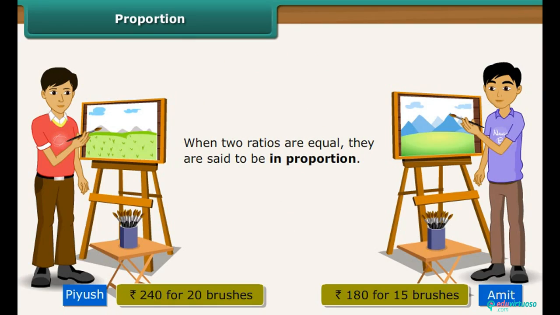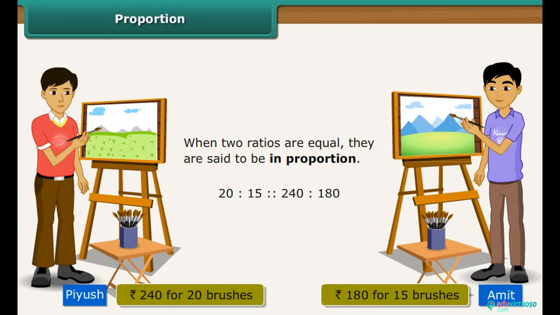When two ratios are equal, they are said to be in proportion. Ratios in proportion are represented as 20:15 :: 240:180. This is the symbol used to denote proportion.